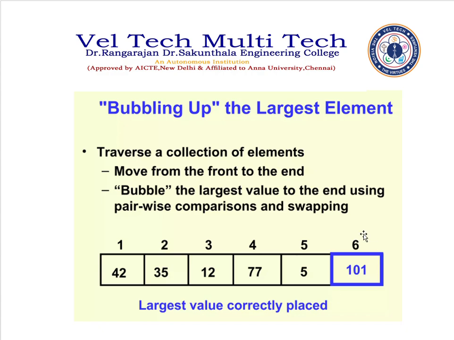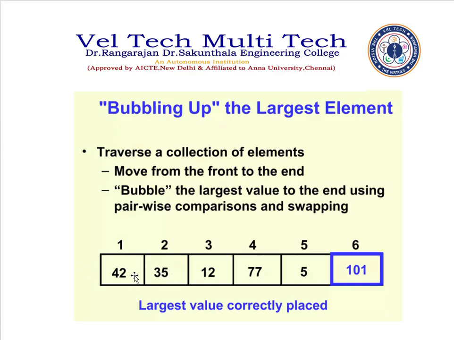In the next step we have to proceed the same thing again from the first, starting from element 1 to element 5, since element 6 has been placed in its correct position. So again we have to do it from the first. Pass 2 begins from 42 and 35. They are in incorrect order, so we have to swap them.